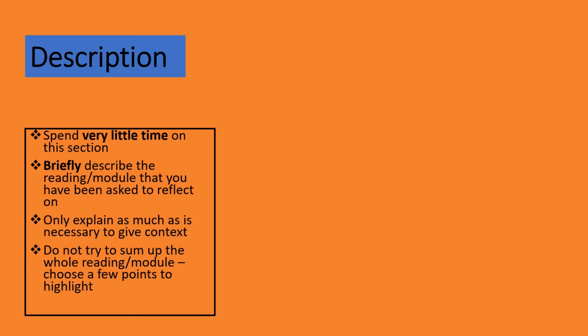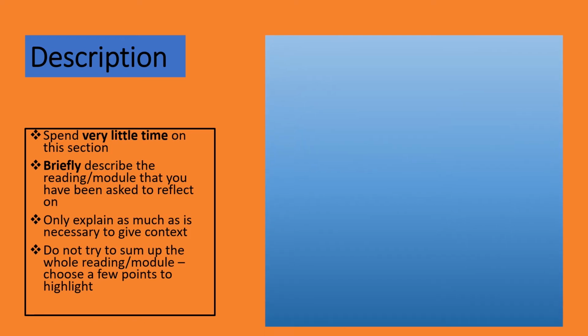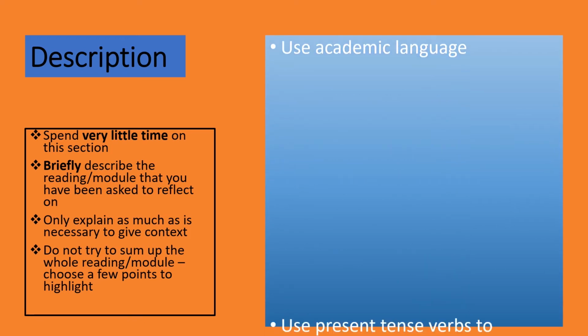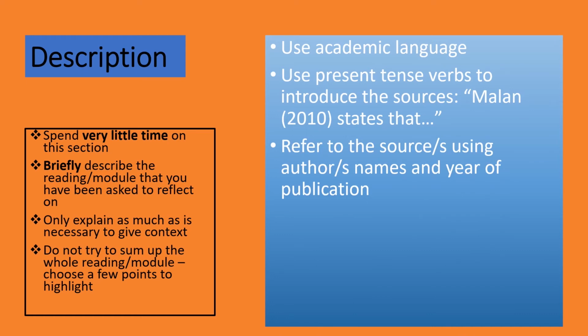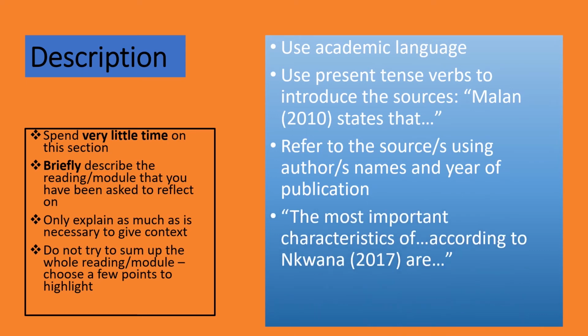If you're discussing your readings or modules, use academic language. Introduce the researcher using a present tense verb and refer to the author's names and year of publication, as can be seen in the examples. The most important characteristics of X, according to Inquania 2017, are Y.